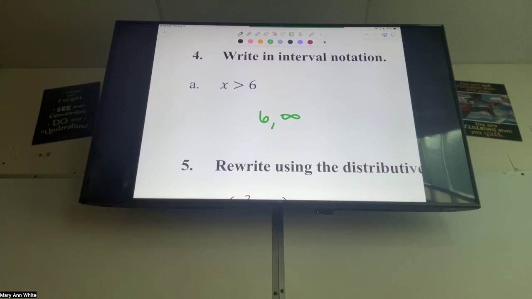My greater than sign tells me if it's going to be a parentheses or a bracket. Which one am I going to have here with that 6? Parentheses. And what about with the infinity? Parentheses. Always, always, always parentheses.